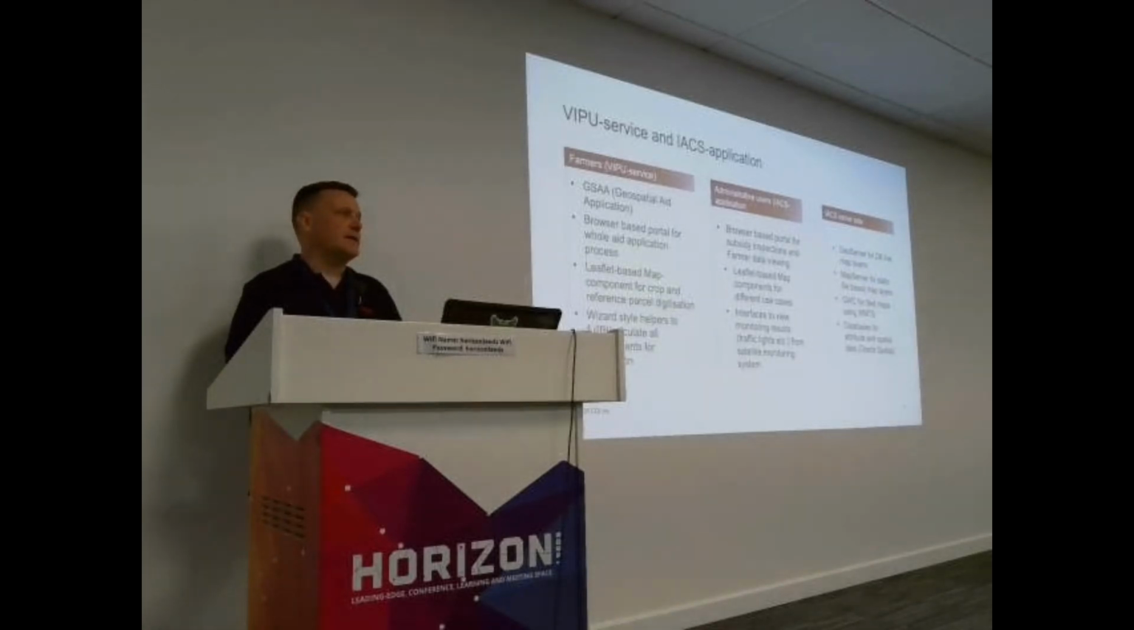And also they see all the information from the satellite monitoring system. So basically traffic light based information. Is there something wrong with the application? For example, the satellite monitoring system can see that the parcel is not homogeneous, or it seems that the crop is different from what was input in the aid application.